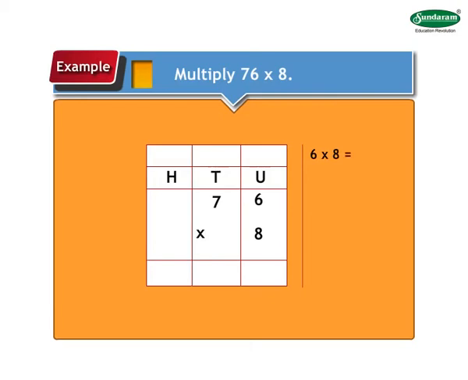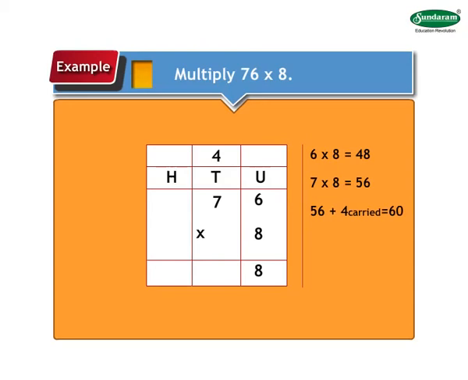The product is 48. In 48, write 8 in the units place of the product and carry over 4 to the tens column. Now, multiply 7 tens by 8. The product is 56 tens. Thus, adding 56 tens and the carried over 4 tens, we get 60 tens. 60 tens means 6 hundreds and 0 tens.